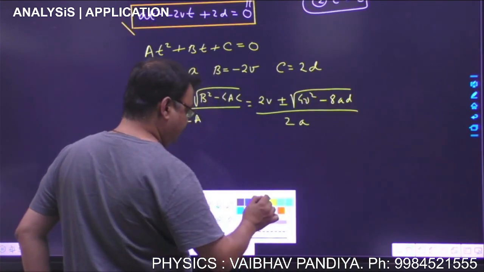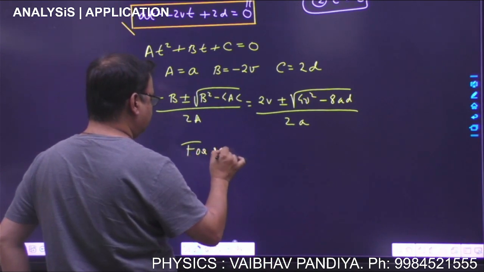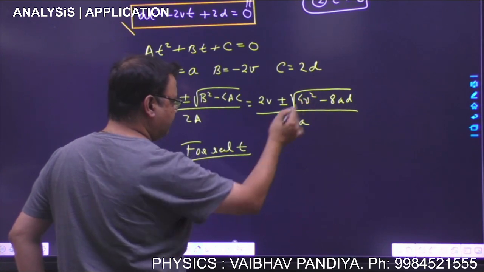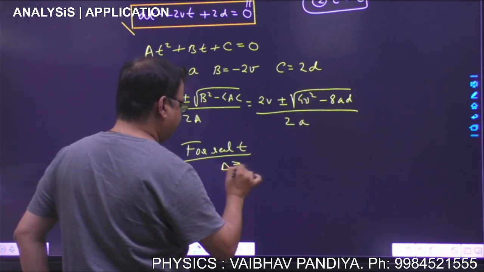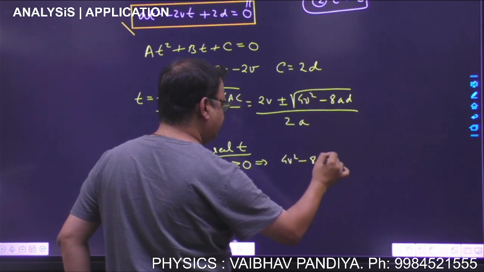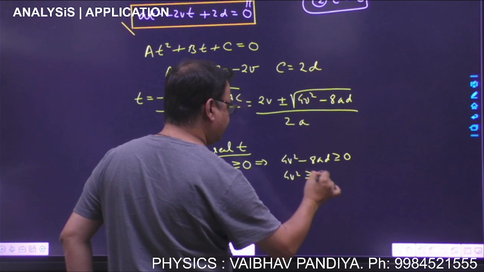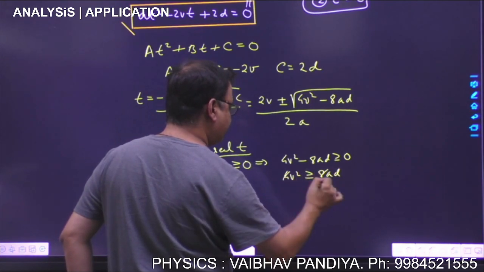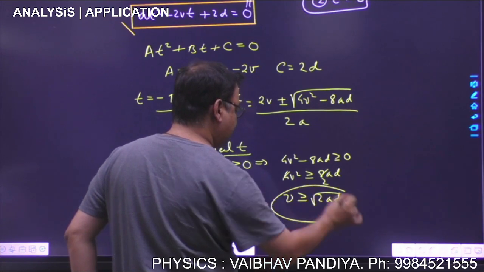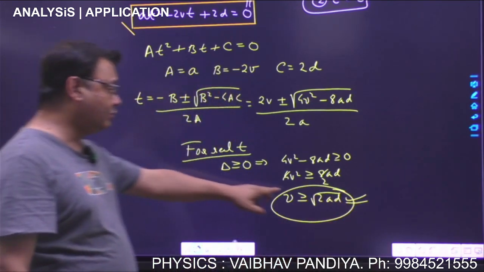Now let us put the first condition for real t. The discriminant, that is what is inside the radical, we all know, must be greater than or equal to 0. So for this, 4v square minus 8ad must be greater than or equal to 0. So 4v square must be greater than 8ad, so you will get v square greater than 2ad. So the first condition is that v must be greater than or equal to root 2ad, number one.